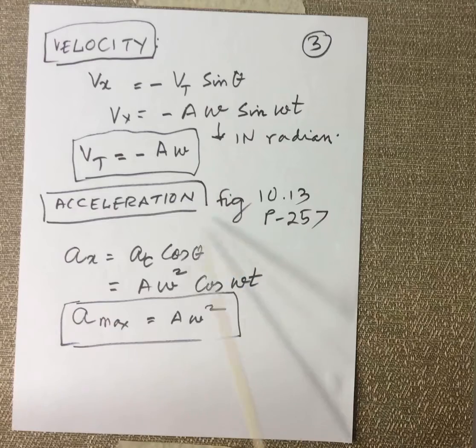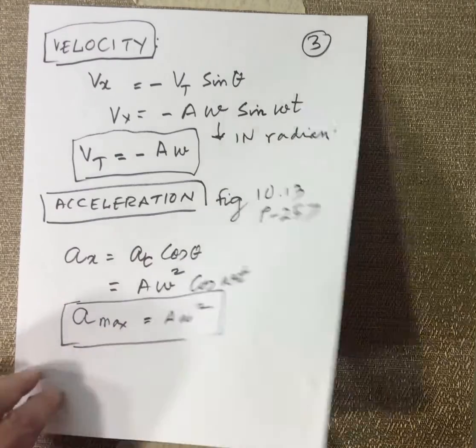Then we'll be defining acceleration here. Ax equals ac, this is centripetal acceleration, and cosine theta, so same way, A omega square cosine omega t. So finally you have Amax equals A omega square. You will have a better idea when you look into these pictures here.